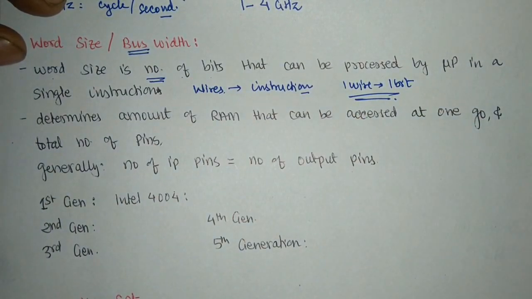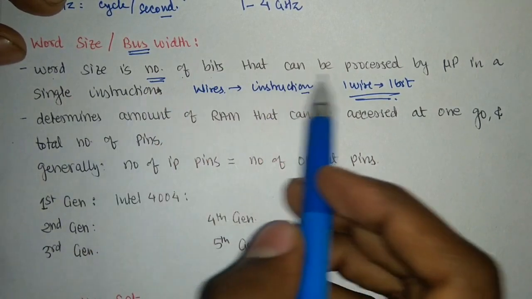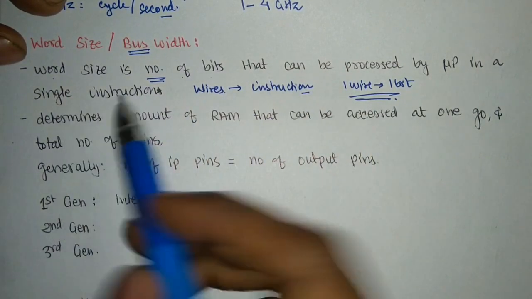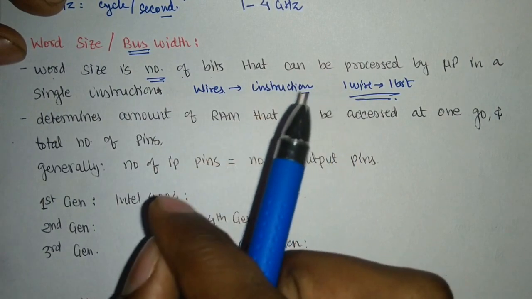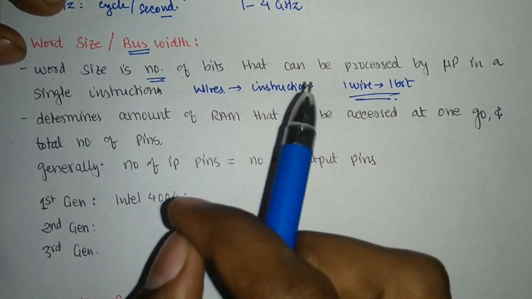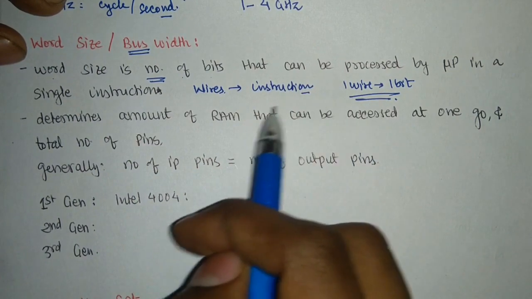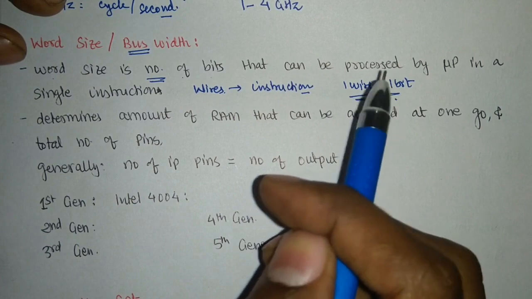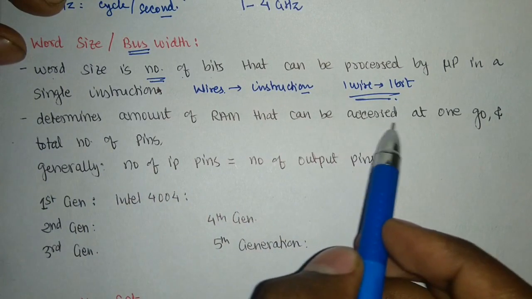So when I say that I am having an 8-bit data bus, it means there are 8 wires in my data bus. The number of bits that can be processed by our microprocessor in a single instruction means at one time it can send data along all the 8 wires, or it can send 8 bits in a single instruction. It will determine the amount of RAM that can be accessed at one go.